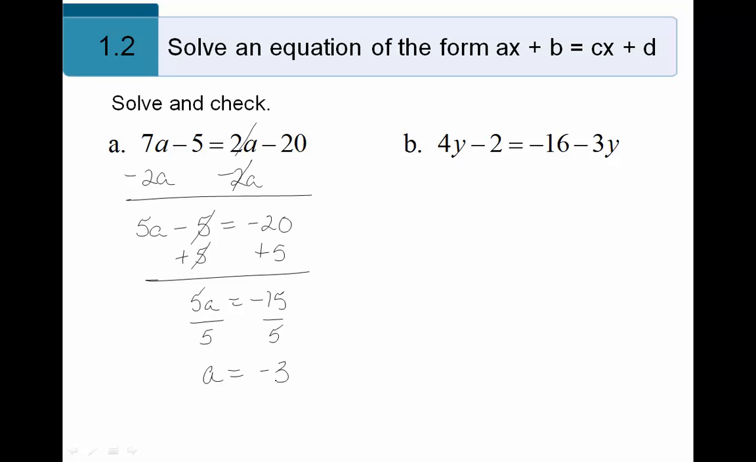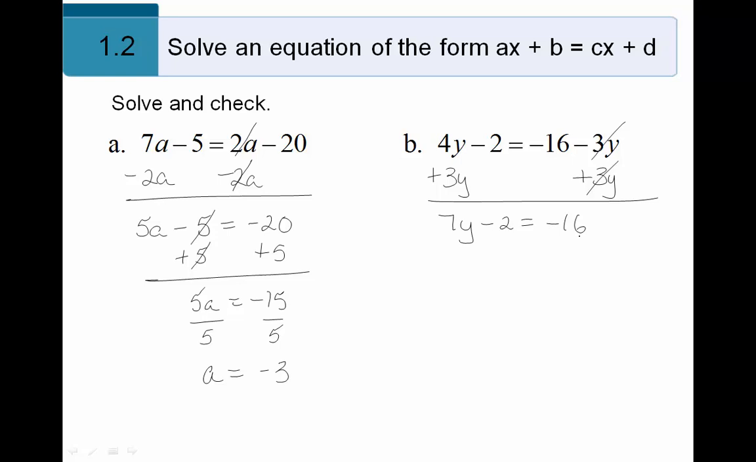Variable on one side, number on the other. Once again, I prefer to have my variables on the left, which means I'm going to remove the negative 3y from the right-hand side of the equation. To accomplish that, we'll put a positive 3y on both sides. Combining the variable terms, positive 4y and positive 3y is positive 7y. Here's the minus 2 equals. On the right-hand side, the 3y's cancel, and we're left with negative 16.